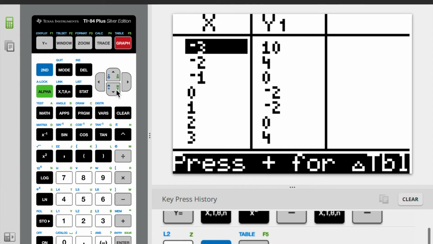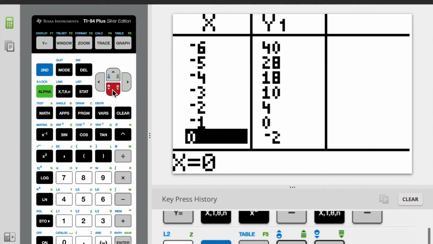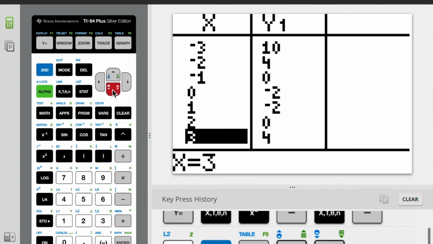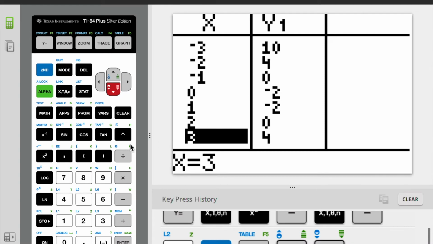Now, sometimes it doesn't really start the table at the place where I want it to start. In this case, based on my notes, I want my table to start at -3. It started at -3, but let's say that I want to start at -6. I could just move my up arrow button, or I could just move down until I get to where I want to start. So I want to start at -3, so I just moved my down arrow until my first x value was -3. And so now I'm going to use this table to just copy it down on my notes to help me graph.